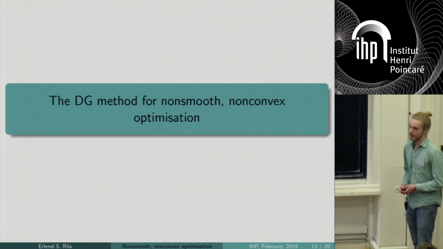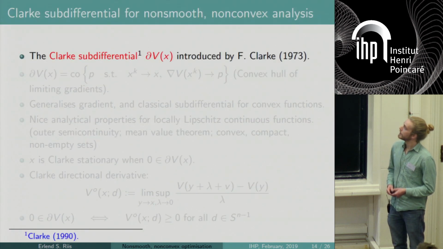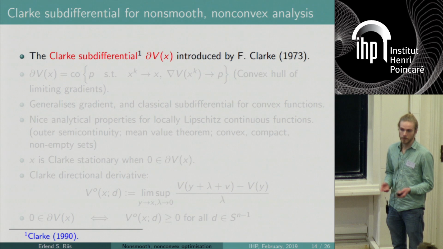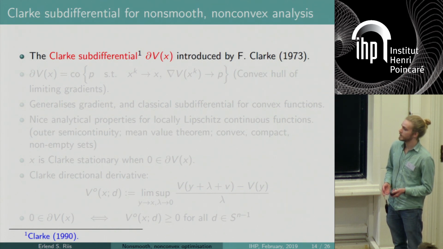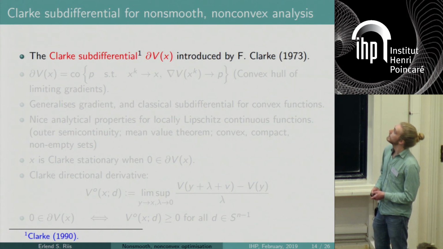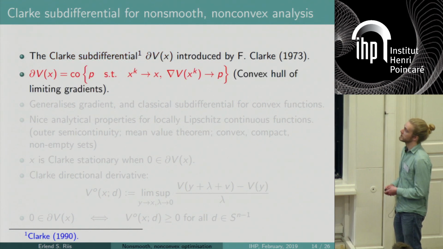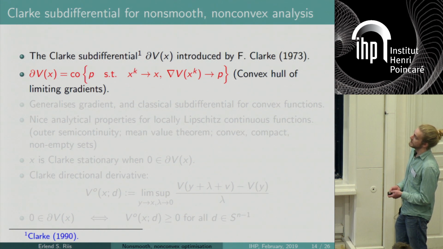Okay, so now I'll talk about the non-smooth, non-convex convergence analysis that we did. We first wanted a notion of what we would like to achieve or prove. So we want a notion of stationarity and first order optimality for non-smooth, non-convex functions. And then you have the Clarke subdifferential, which was introduced by Clarke in 1973. This is a notion of subdifferential that in one sense can be seen as the convex hull of all limiting gradients of the function around that area.